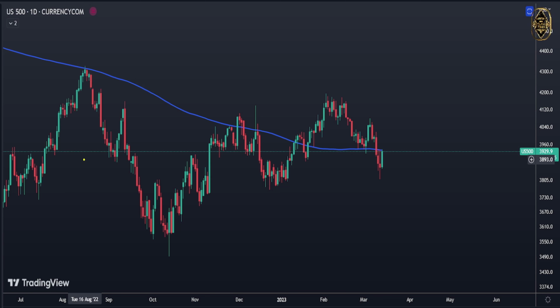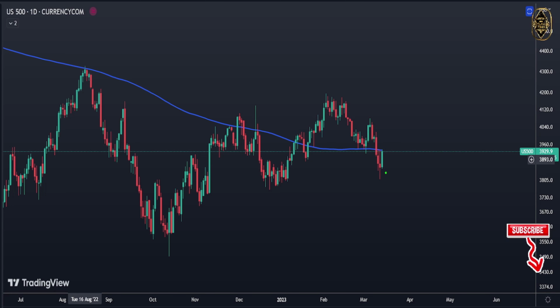So let's start our lesson for today. As you see here, the S&P 500 is giving us a very clear head and shoulders on the daily, as you see. And it's breaking the neckline down here, and it's even breaking down the 200 moving average here.